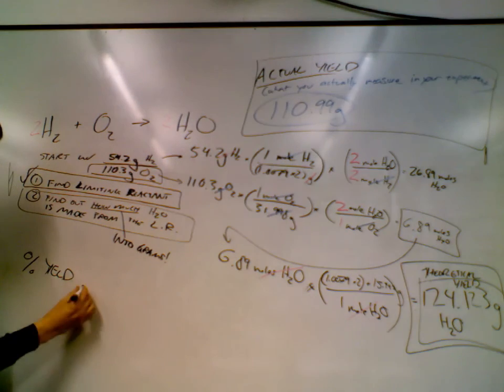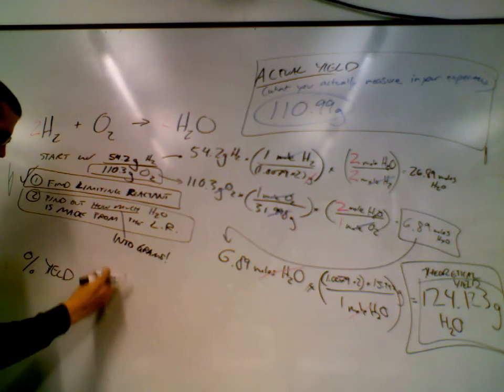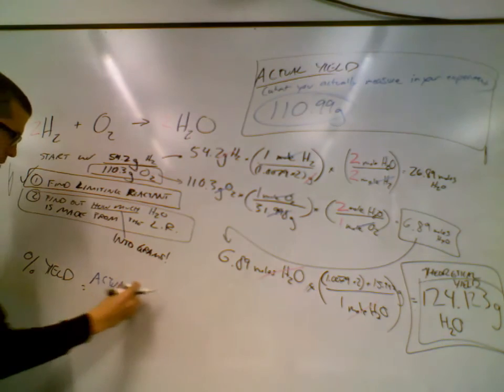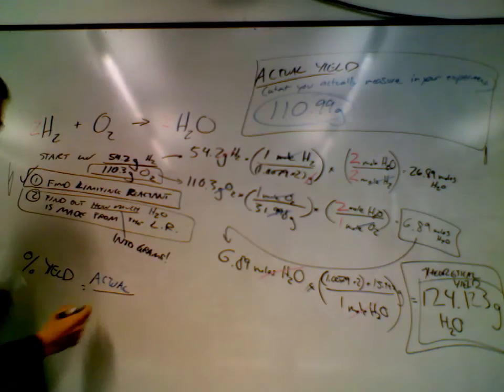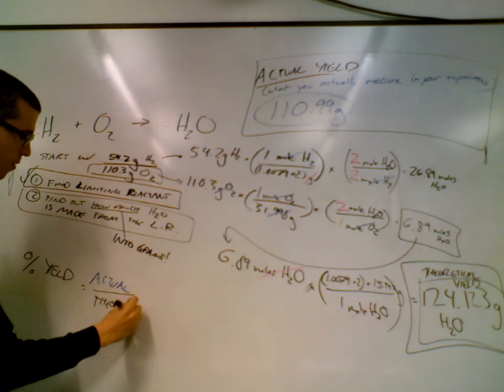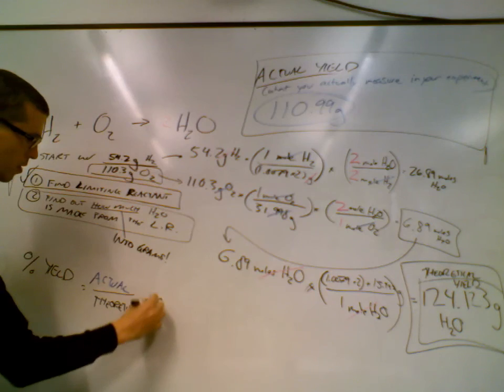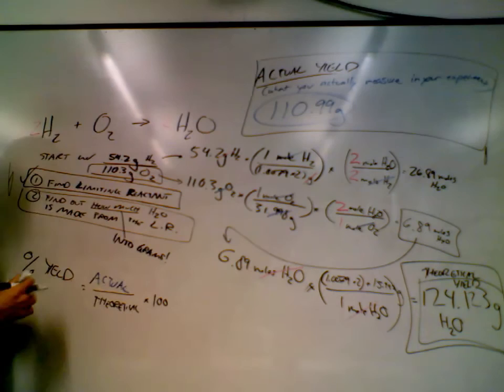Okay, how'd you get that? First you divide the actual over the theoretical, and then you multiply that by 100. That's right. Actual divided by theoretical, and then you multiply that by 100. So in this case, our actual was 89.4.